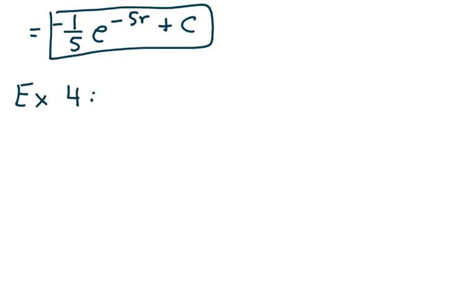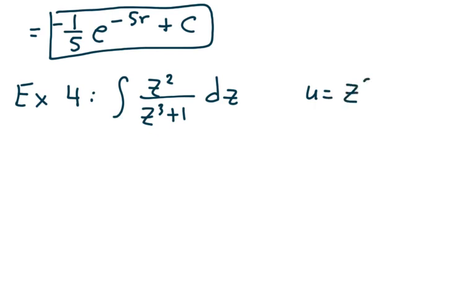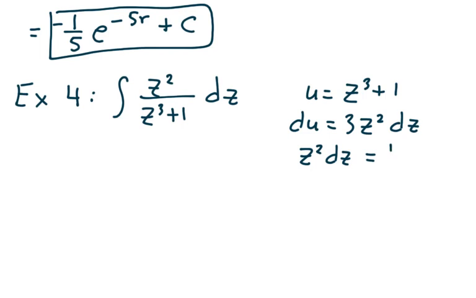Example 4. Suppose I had the integral of z squared over z to the 3rd plus 1 dz. Now, I noticed that the derivative of z cubed is 3z squared, so I'm off by a little bit. That's okay. So I'm going to let u be z to the 3rd plus 1. du is 3z squared dz. So z squared dz is equal to 1/3 du.